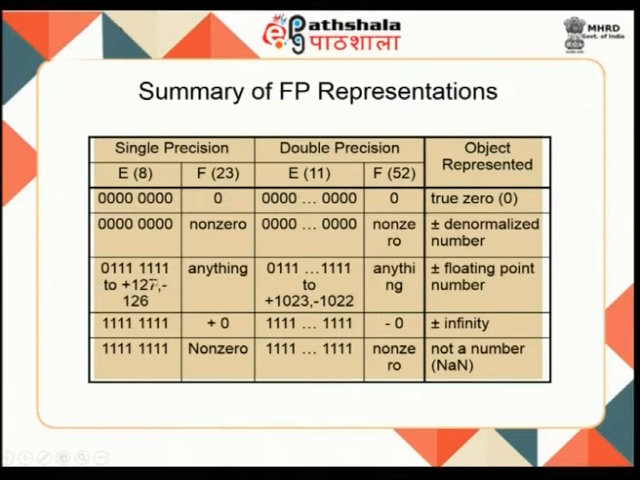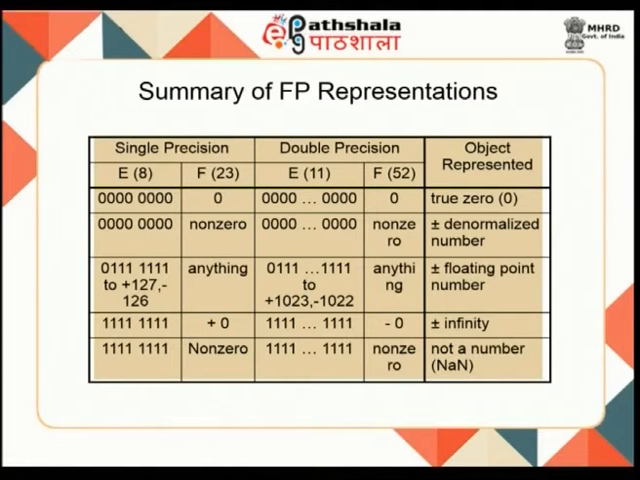Similarly, if it is in the range of plus 127 to minus 126, that range is the normal representation used for normal floating point numbers. If the exponent value is all ones and the mantissa part is 0, it represents plus or minus infinity, and in the last case where the exponent is all ones and the mantissa part is non-zero, it is used for representing what is called a NaN, not a number, which is normally used for representing unusual events like divide by 0.